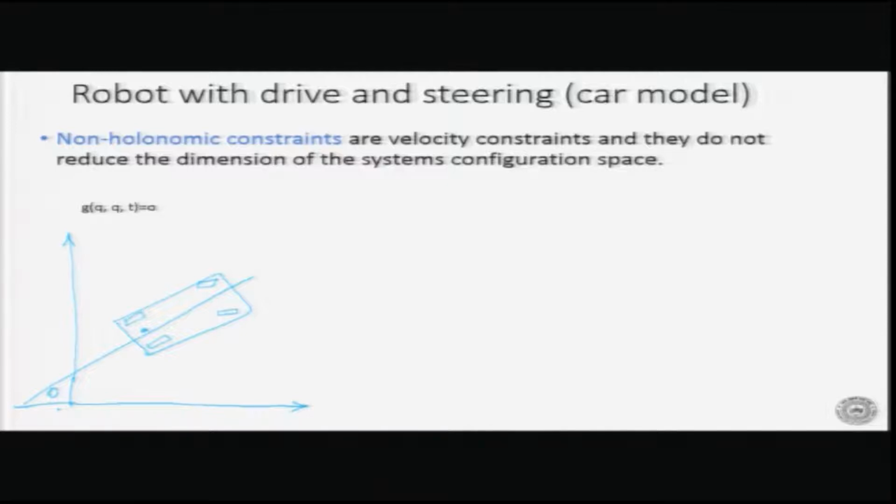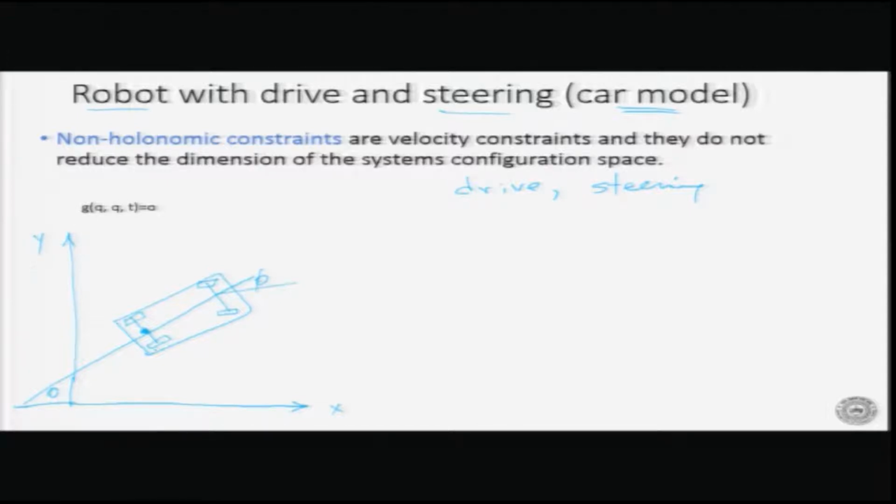Now we have a point P on the center point there, and there is an angle between this and this. So this is my phi. This is a robot with drive and steering. This is basically a car model. So there is a drive and there is a steering, and that's how a car can turn at an angle. Now if you look at this figure, this is my x-axis and that's my y-axis.